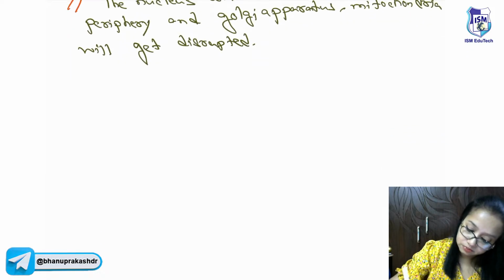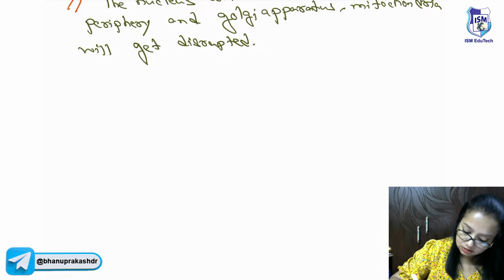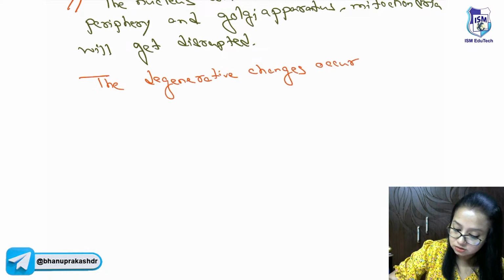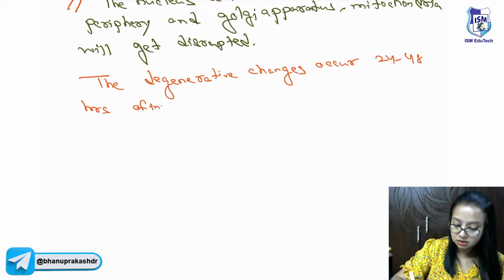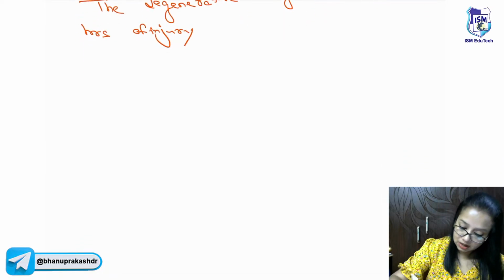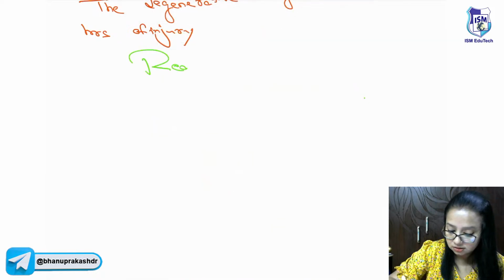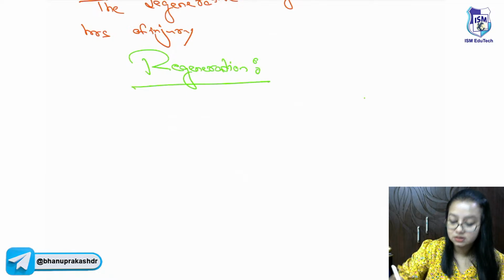Here, the degenerative changes occur 24 to 48 hours of injury. Okay. After that, in peripheral nervous system neuron, regeneration occurs. Now, what are the regeneration steps?